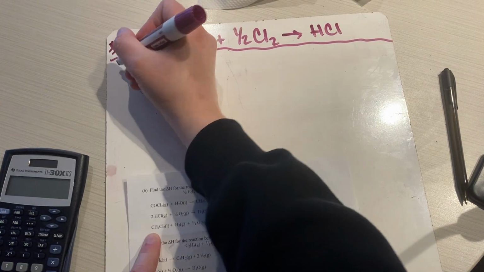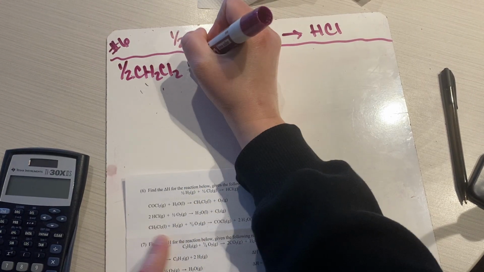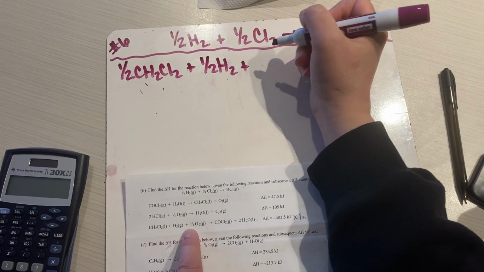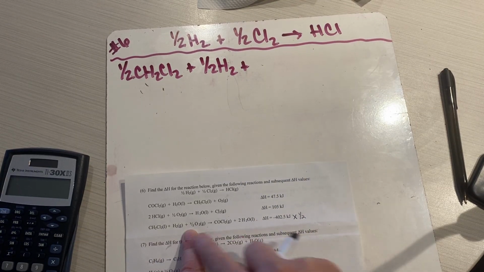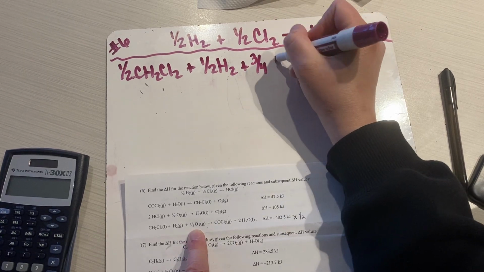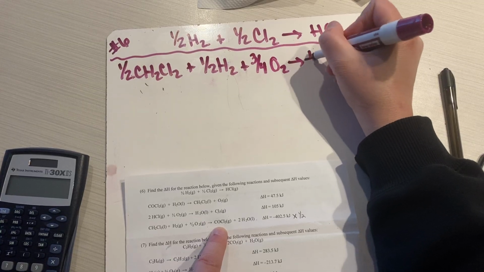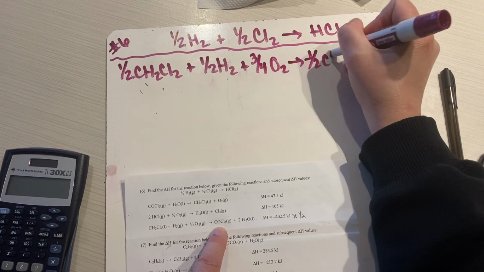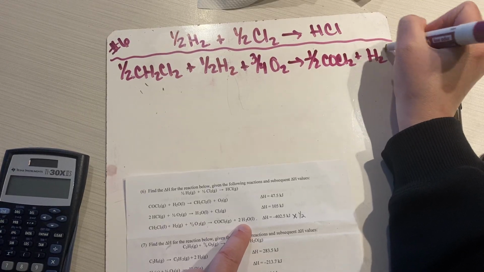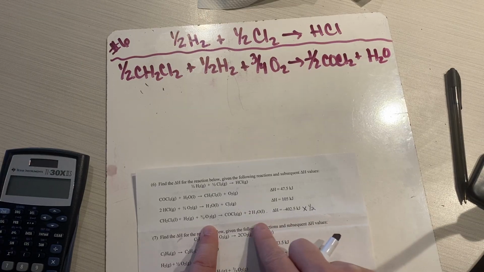So we're going to have half CH2Cl2 plus half H2 plus 3/2 times half is going to end up being 3/4. If you need to do that in a calculator, you can, but you should be able to do that. And then we've got half COCl2 plus 1 H2O. Okay.